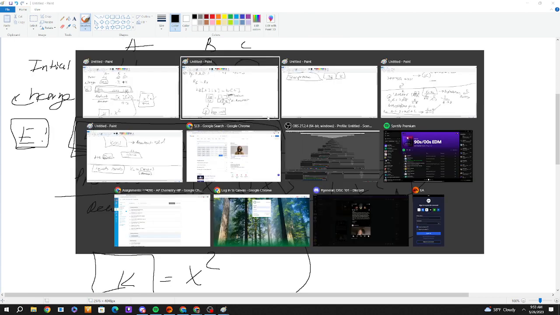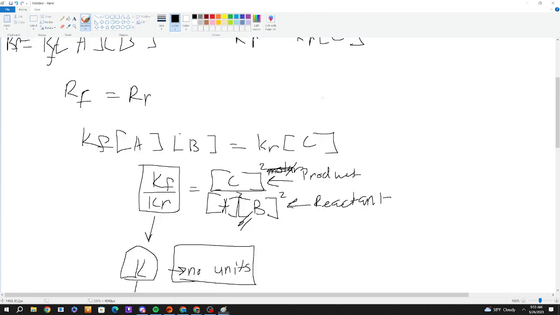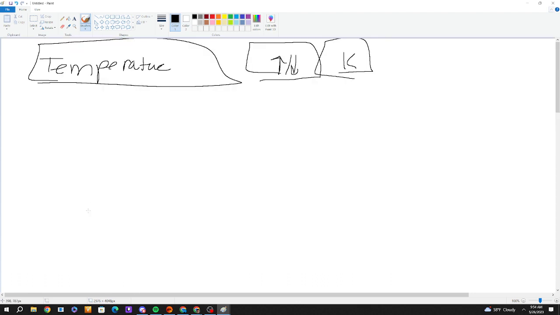If I change my temperature, what am I also going to be changing? I'm going to be changing my KF and my KR, because those are my rate constants, and a rate constant k can be expressed as A e to the minus activation energy over RT. This is not the same thing as my equilibrium constant. So by changing my temperature, I'm inherently changing my K values. That's the direct link to how the K values change, and this is the only case in which your K value is going to change.